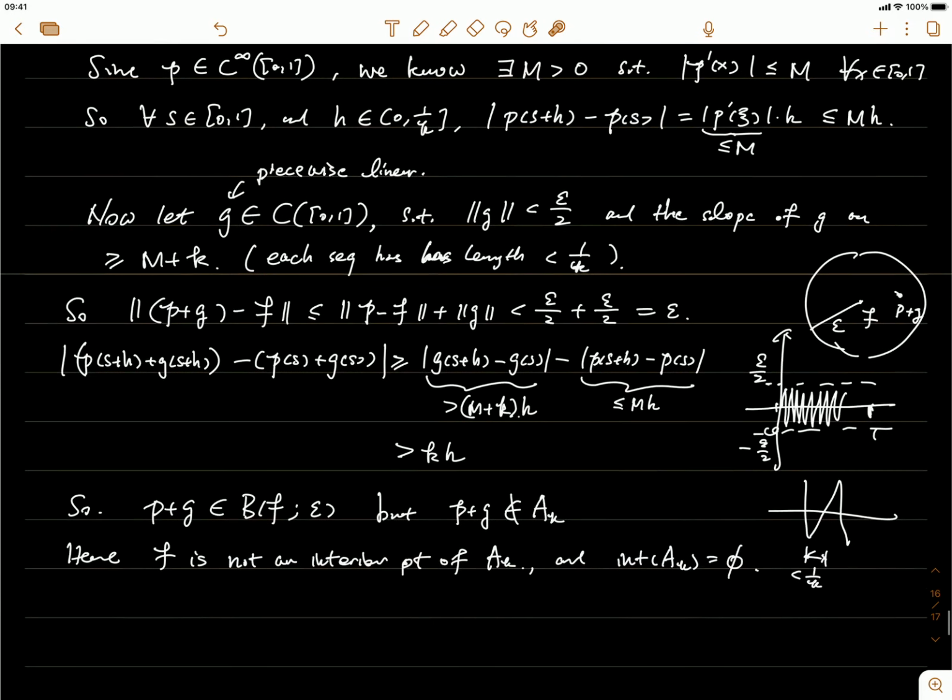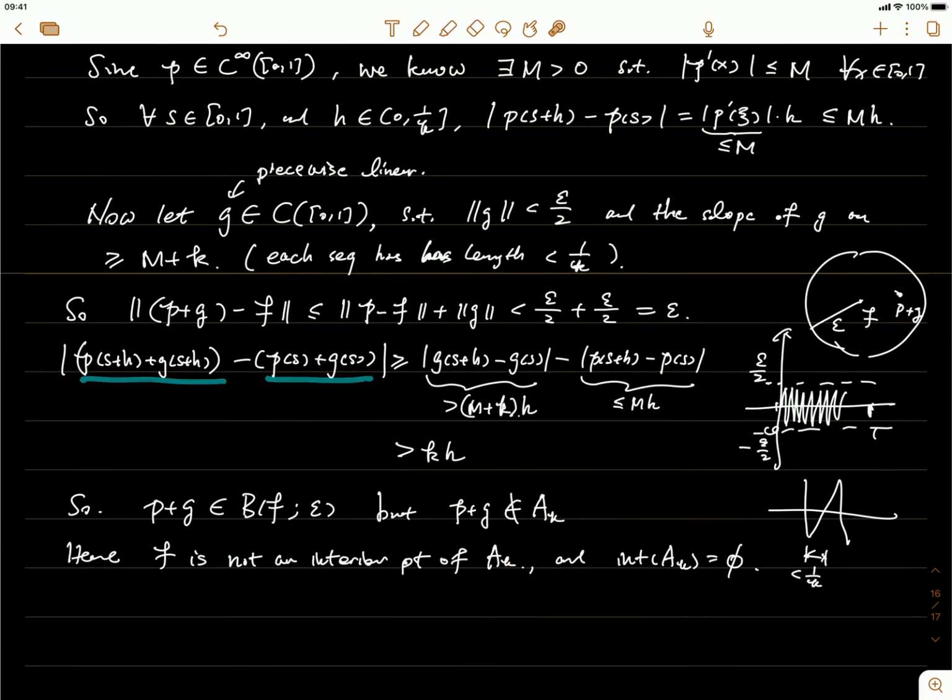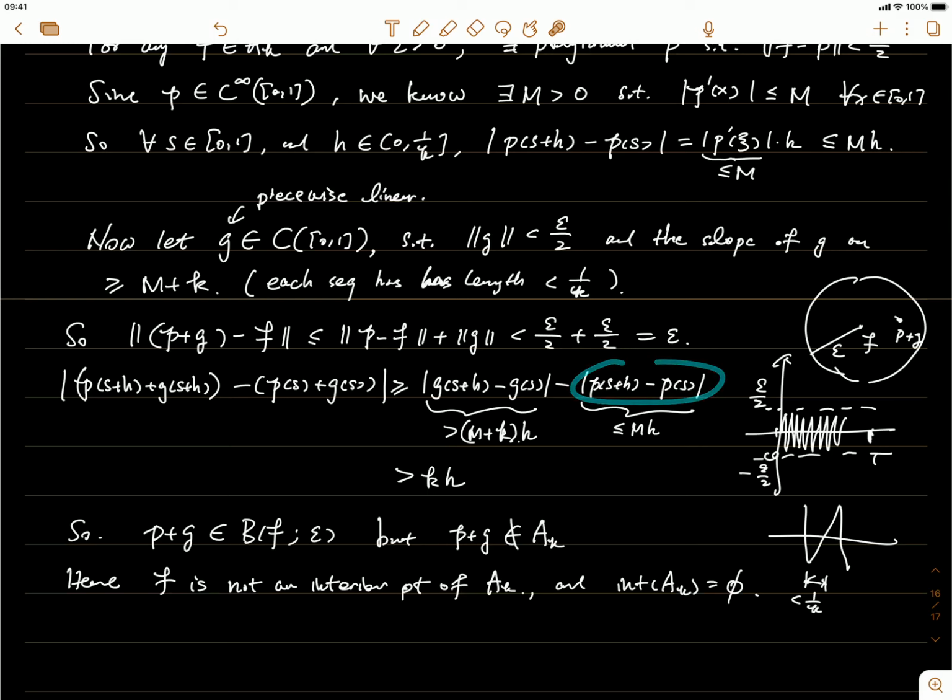So that's why here we have the distance of these two is bigger than or equal to this, which is due to the triangle inequality. But here, since this g is this zigzag function, the slope is bigger than that. As we said, the slope must be bigger than this, times the distance between the two points, which is h. That's why I have this one. And this minus this is smaller than or equal to mh, due to the smoothness of p, so we have this greater than kh. So for every s, we found some h between 0 and 1 over k, such that the distance of this is greater than k times h.